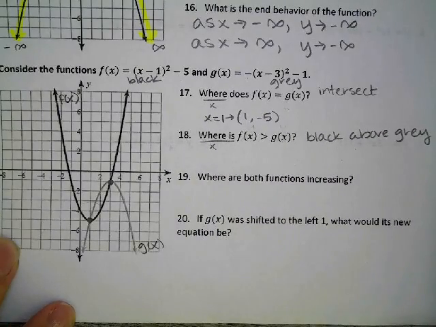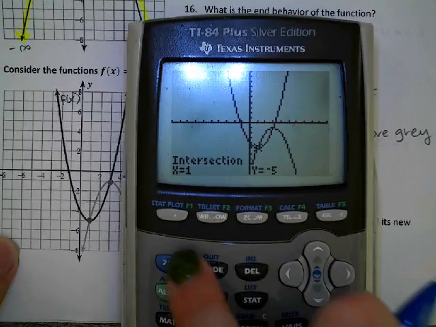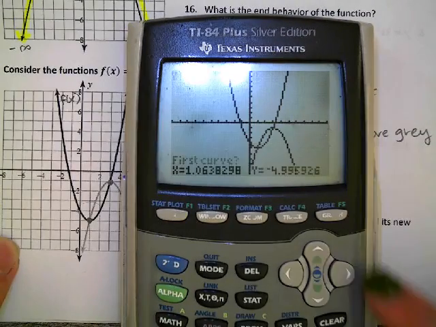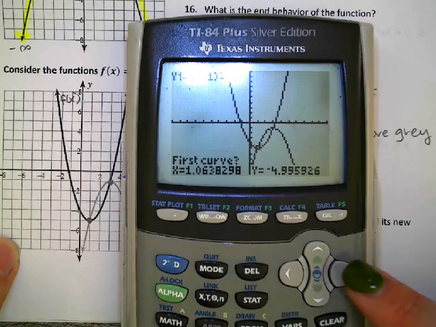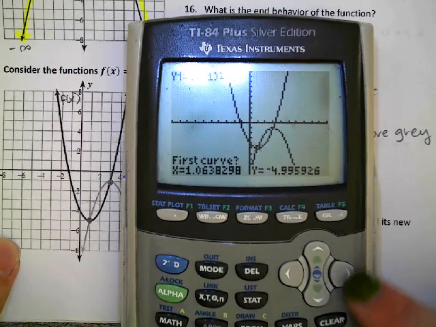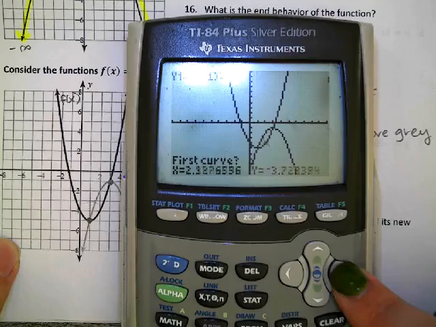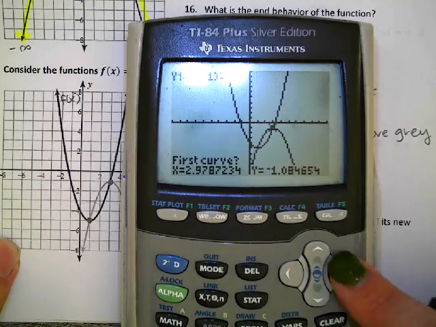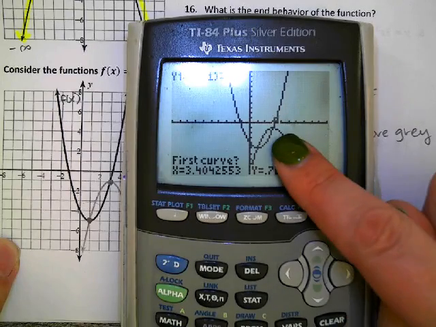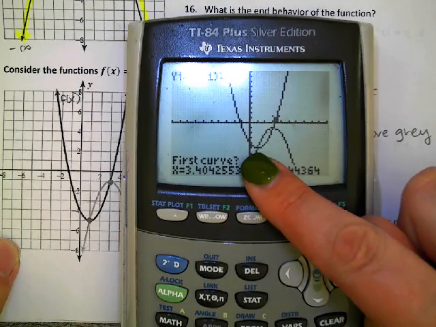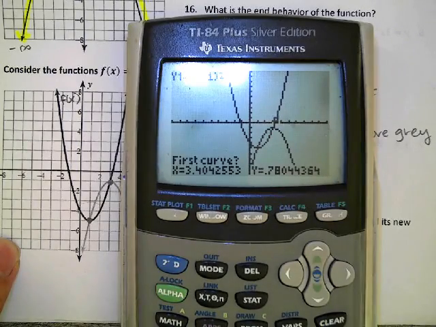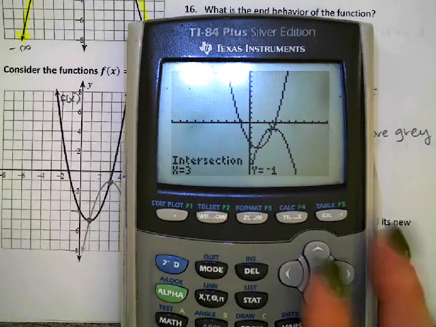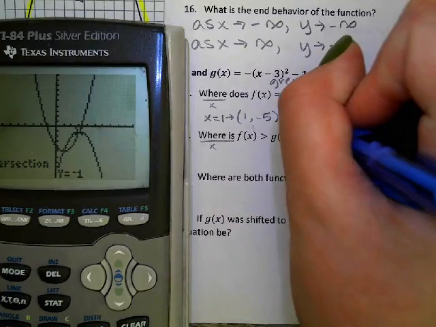And then we're going to do second trace number 5 again. And now we actually have to move the cursor because we want it to be closer to the other intersection. So I'm just going to arrow until I'm closer to the other one. And then we can press enter, enter, enter again. You don't have to be right on it. You just have to be closer to this intersection than the first one. If you're closer to the first one, it'll just keep finding that answer over and over and over again. So enter, enter, enter, and 3, -1. So X equals 3, which is the point 3, -1.